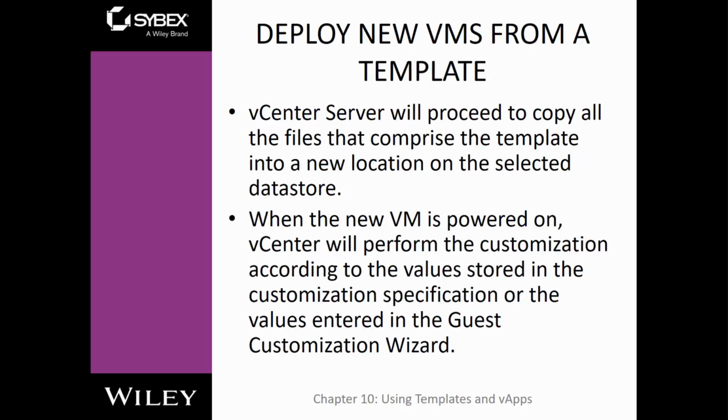So deploying a new VM from a template, the vCenter server will proceed to copy all the files that comprise that template to a new stored location. When the new VM is powered on, vCenter will do the customization according to the values in that answer file. And that way, the template may clone out a machine that's called server 1, for example. The template may have it rename it, but until the VM is powered on, the customization answer file won't have been used, so the renaming of the VM may not occur until after it's powered on.